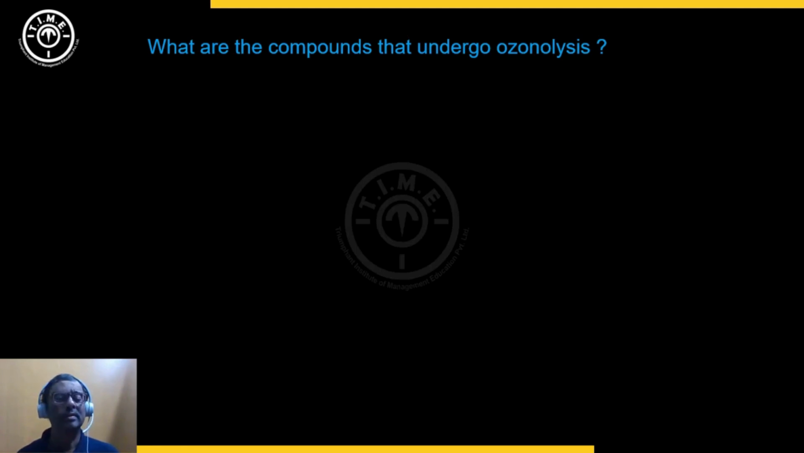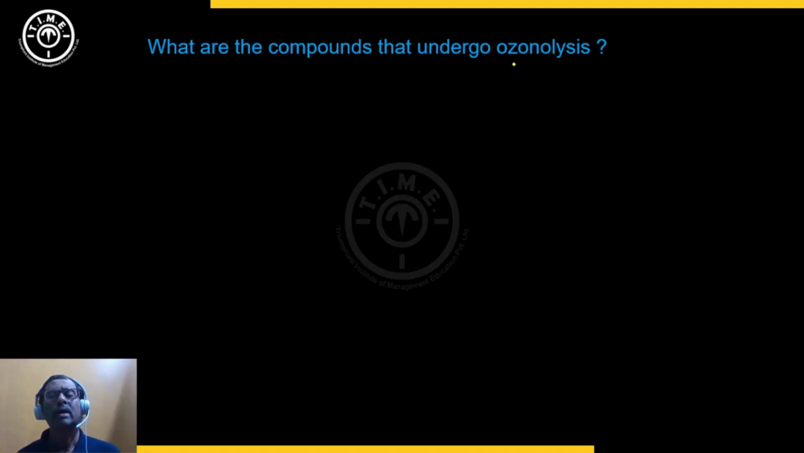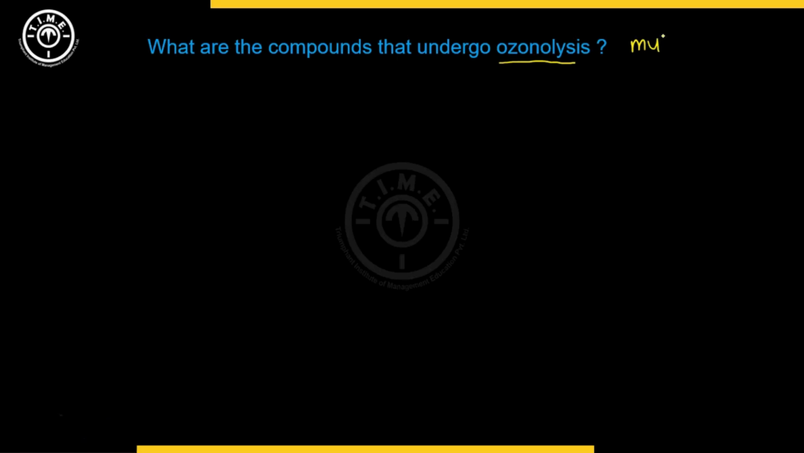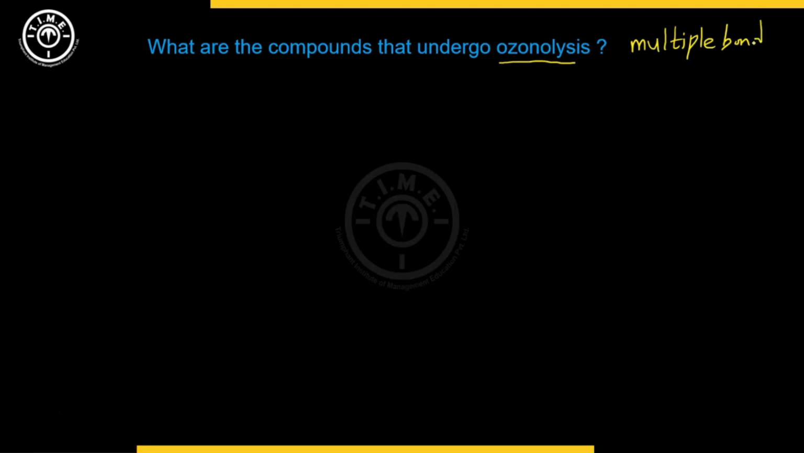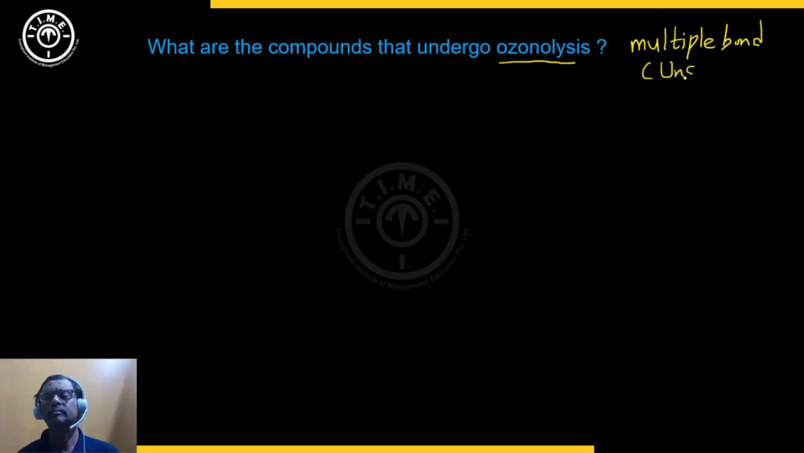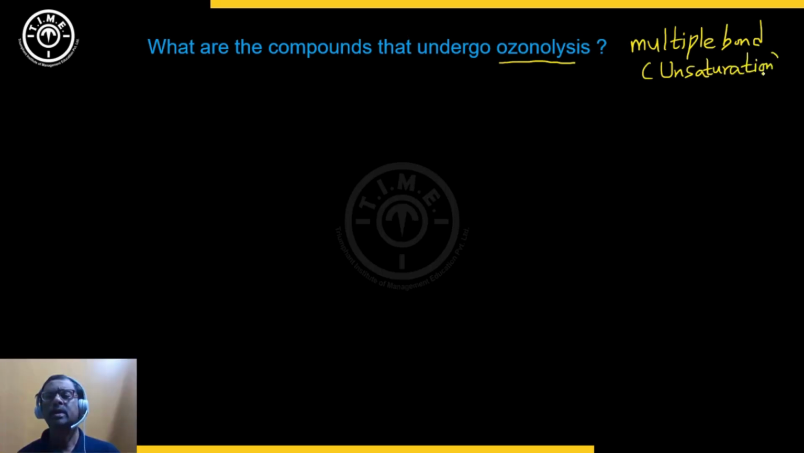Now we'll give a response to this. Compounds that undergo ozonolysis need to have a multiple bond. Multiple bond could be a double bond or a triple bond, which means that there is unsaturation. So the first part is being answered. Ozonolysis is happening on those substances which have unsaturation. Unsaturation means a C double bond C or a C triple bond C, only between the carbons. The multiple bond is between carbon atoms.